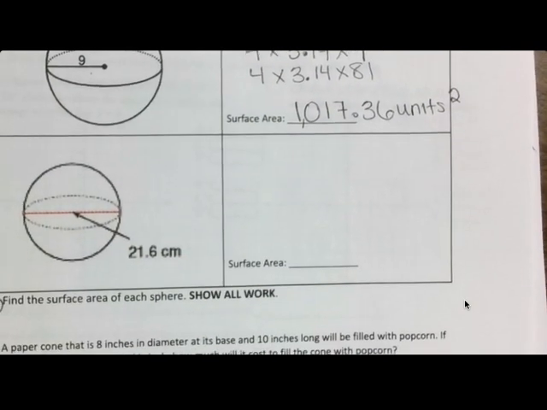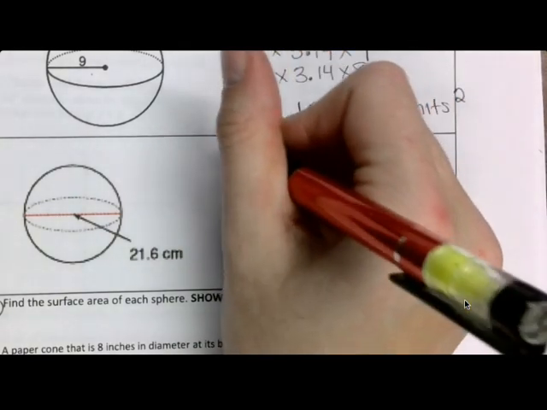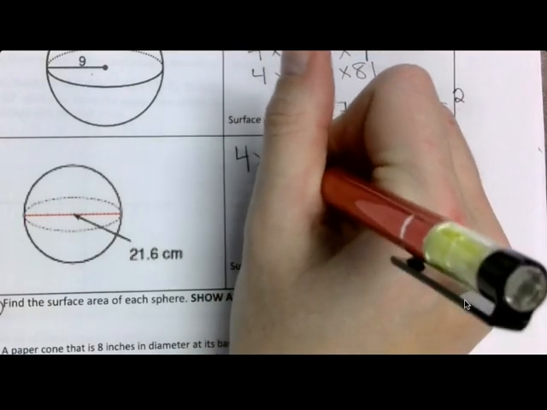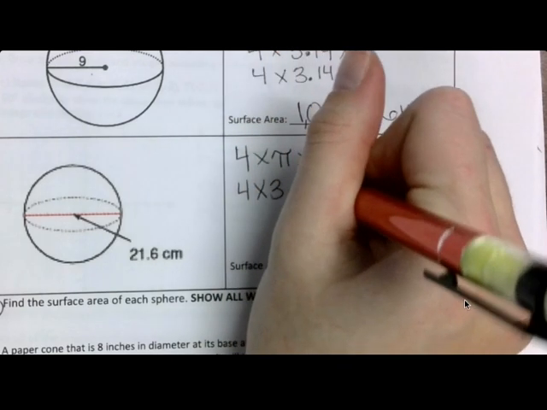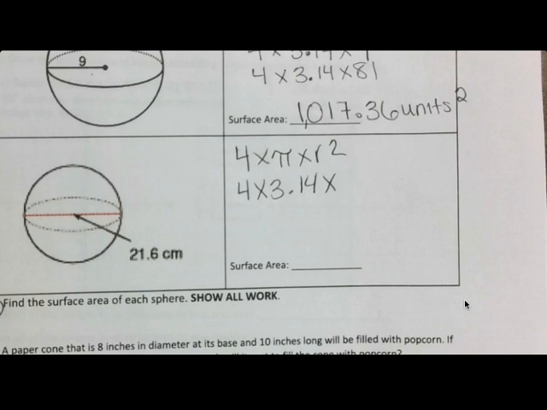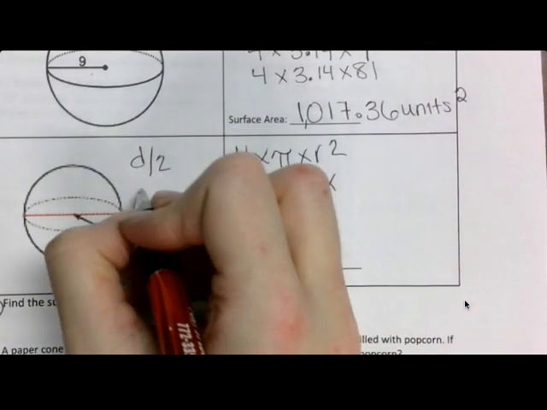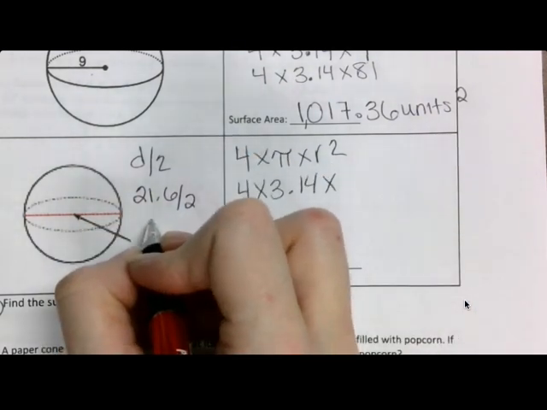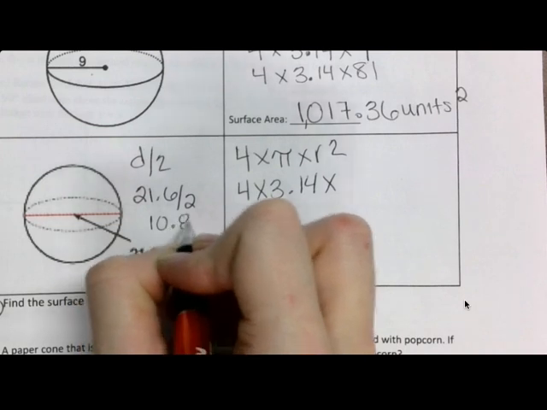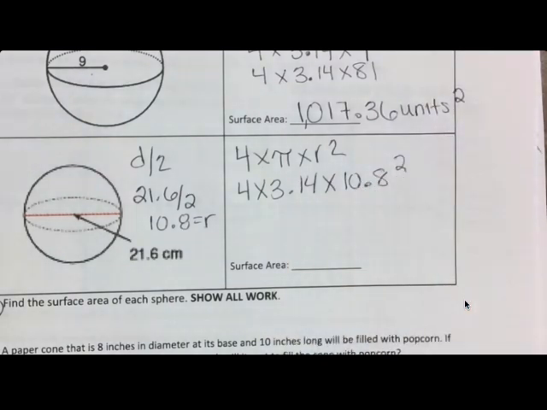And then the next one's 21.6. And I'm finding the surface area. So same thing, 4 times pi times r squared. 4 times 3.14. Is 21.6 my radius or is it my diameter? That's my diameter. So I need to take my diameter and divide by 2. 21.6 divided by 2, that gives you what? 10.8, that's your radius. So times 10.8 squared.